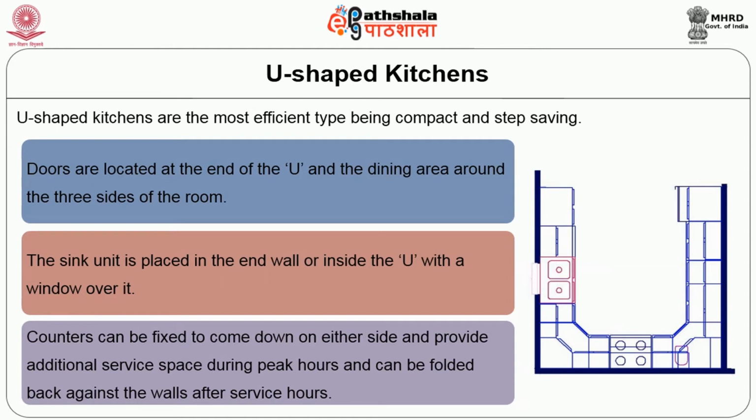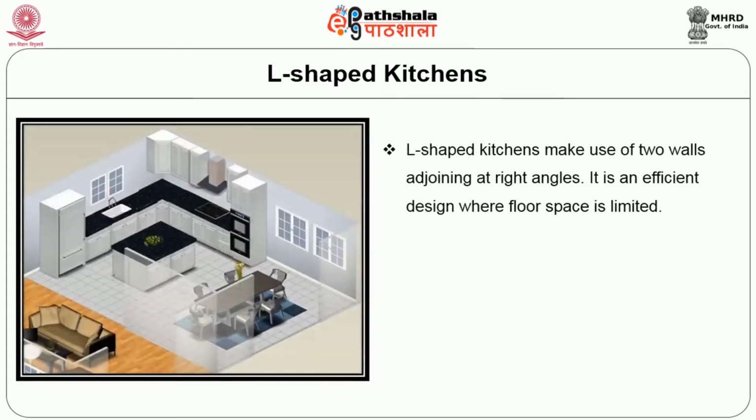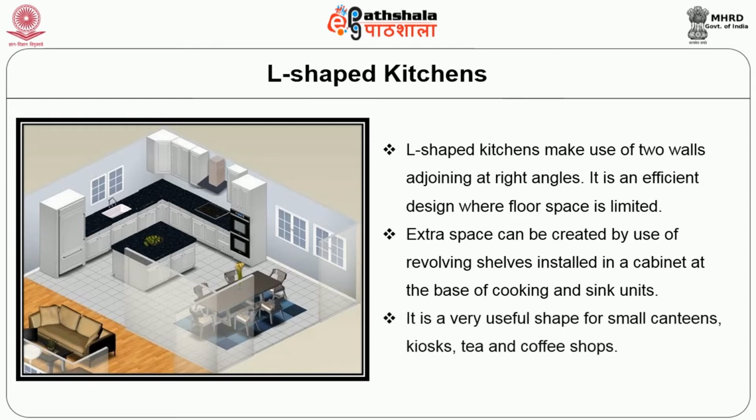Now we move on to the L-shaped kitchens. The L-shaped kitchens make use of two walls adjoining at right angles. It is an efficient design where floor space is limited. Extra space can be created by use of revolving shelves installed in a cabinet at the base of cooking and sink units. It is a very useful shape for small canteens, kiosks, tea and coffee shops.